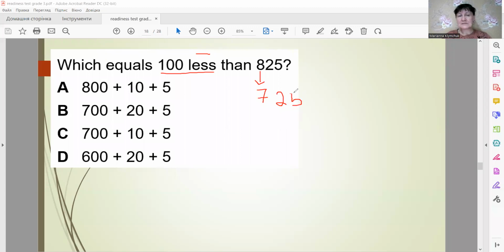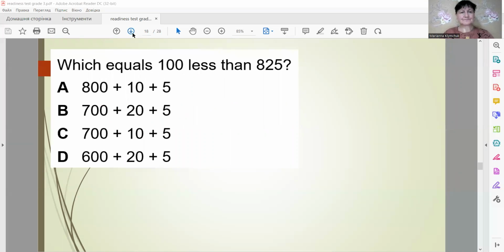And where do we see this? 700, 20 and 5, we see it here. That's it. With minus 100, we do the operation only with hundreds. We don't touch tens, we don't touch ones. So here we do minus only from hundreds. The other numbers you just copy. That's how you get 725. And you can see where we have 725.